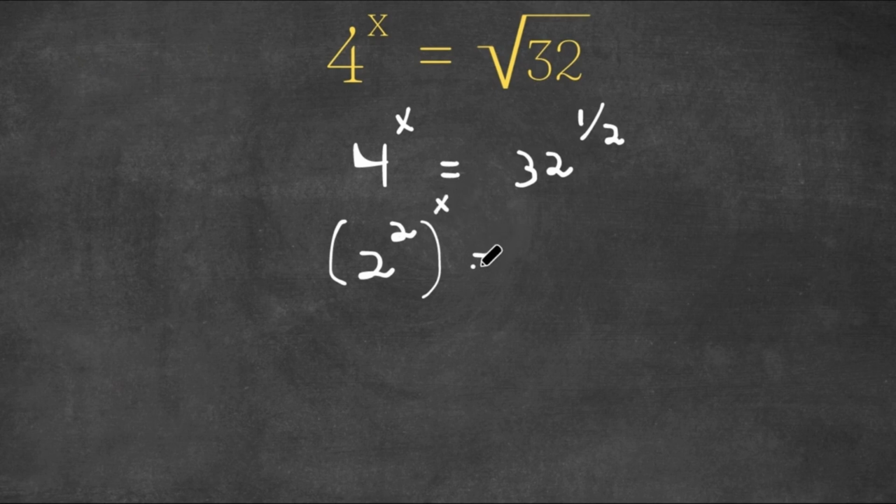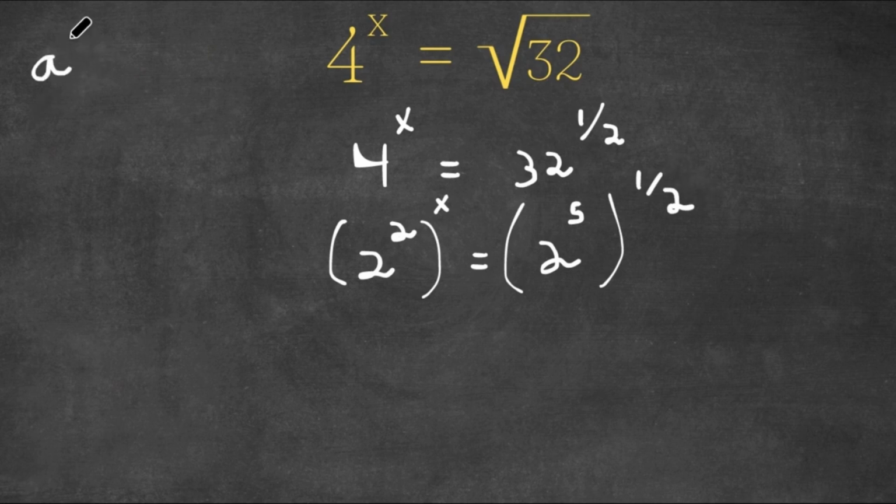And now this is equal to 32. Well, that's equal to 2 to the power of what? 2 to the power of 5. So now we have 2 to the power of 5 to the power of 1/2. Now, if we have something in the form a to the power of m to the power of n, this is actually equal to a to the power of m times n.